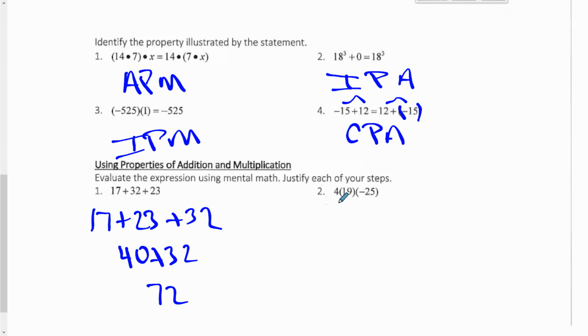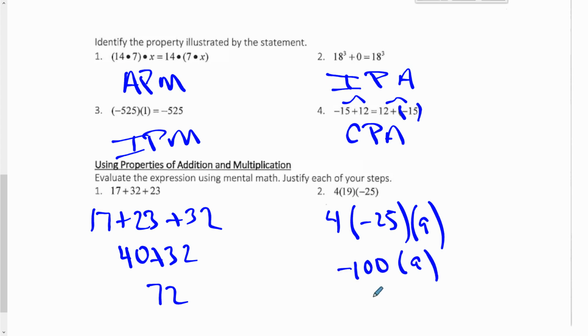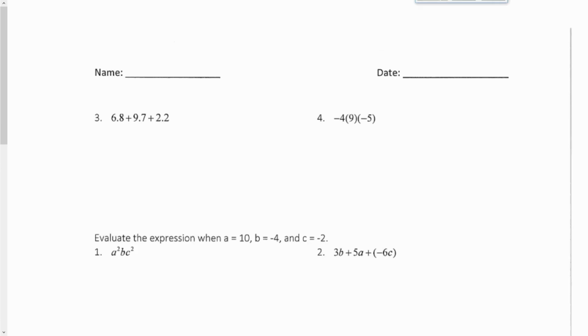So it's a little bit easier way to think about it. For number 2, in my head, I can multiply 4 times -25 first, because I know 4 times -25 is -100, and then -100 times 9 is -900. So just using properties to rearrange things and make it a little bit easier to do the math.